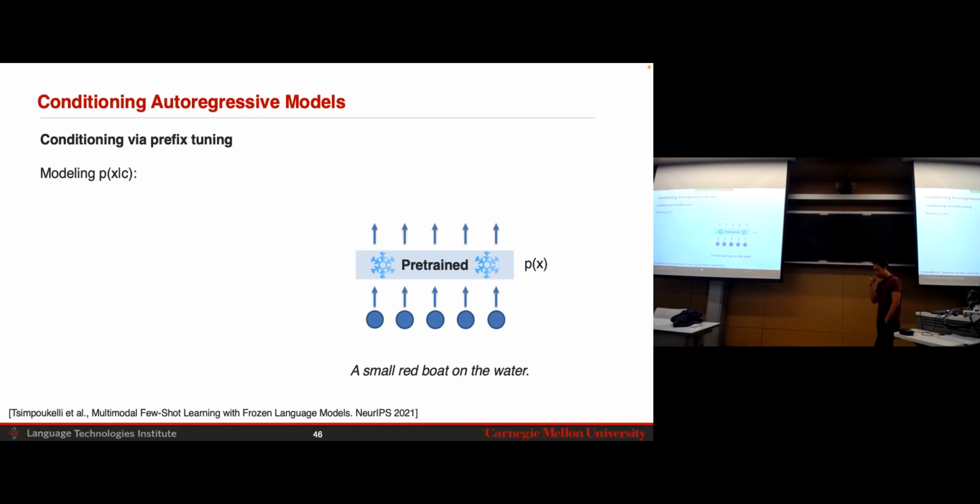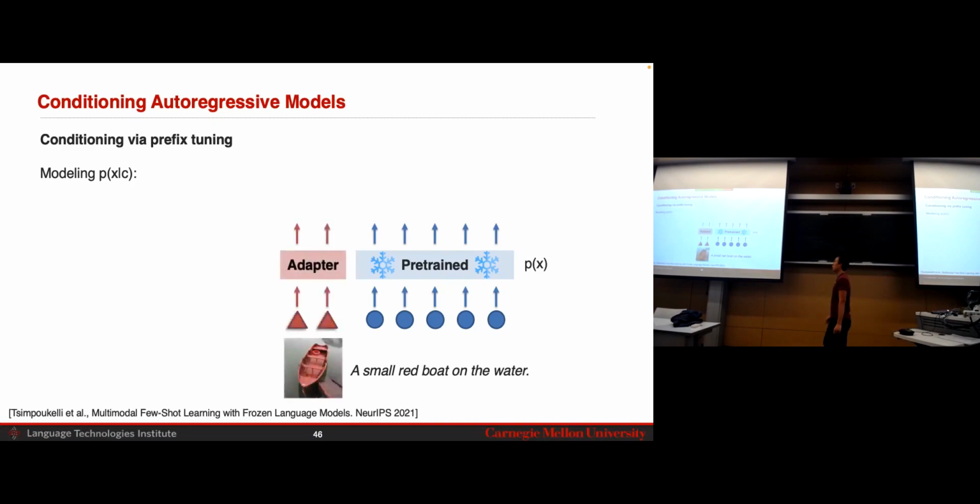Typically, these are big. We don't want to change this as much as possible. This can be provided by even some black box API. So what prefix tuning does is very simple, right? Take in whatever thing that you want to condition on, so it's an image, or other stylistic attributes.